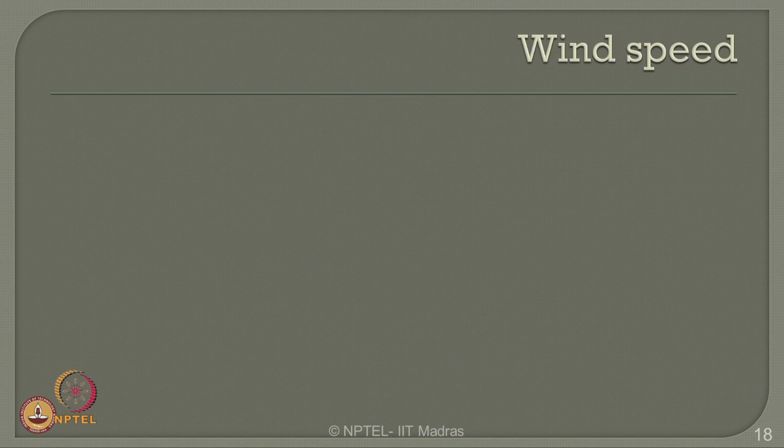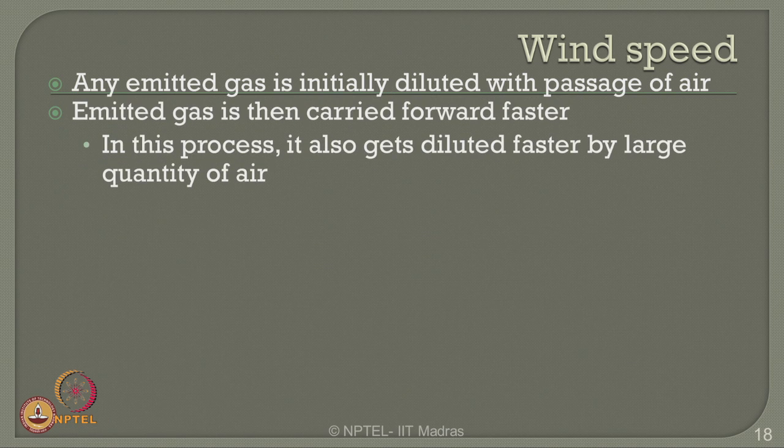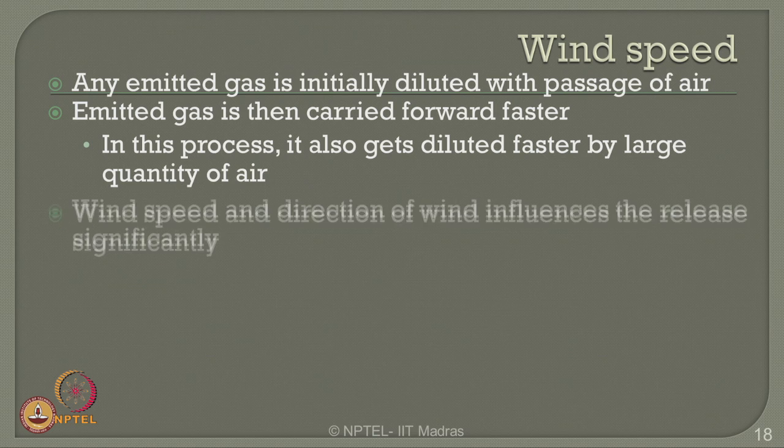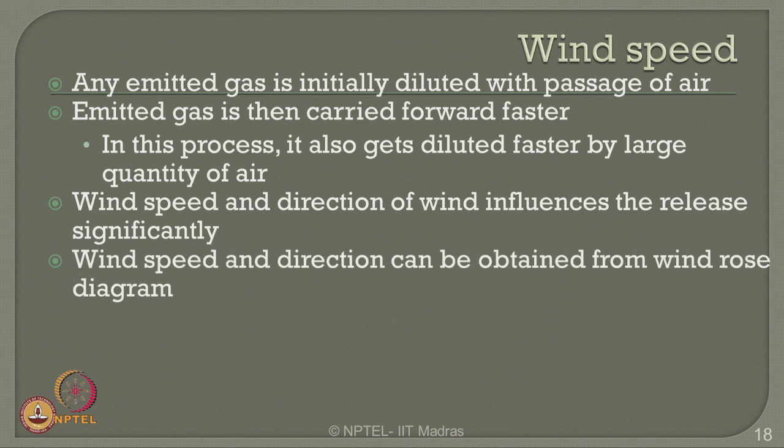If we talk about wind speed, which is one of the foremost data governing the effectiveness of the dispersion models you study, which can result in atmospheric pollution. Any emitted gas, friends, is initially diluted with the passage of air. The emitted gas is then carried forward faster because of the wind velocity present in any system. In this process it also gets diluted faster by a large quantity of air getting added to it. Therefore, wind speed and direction of wind influence the release significantly in any dispersion release models.